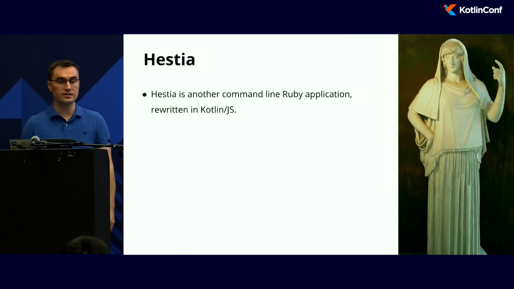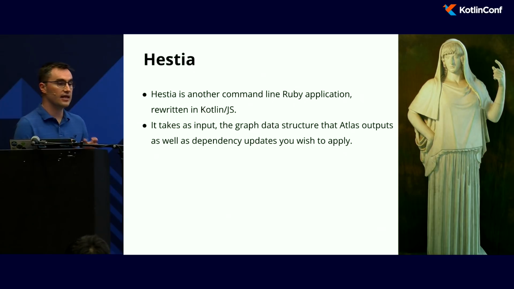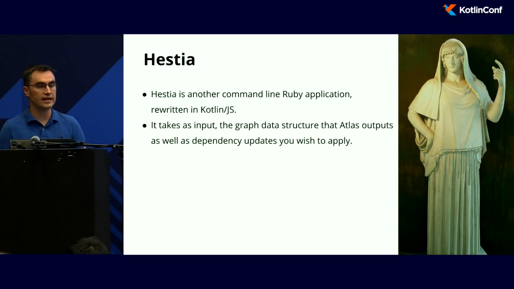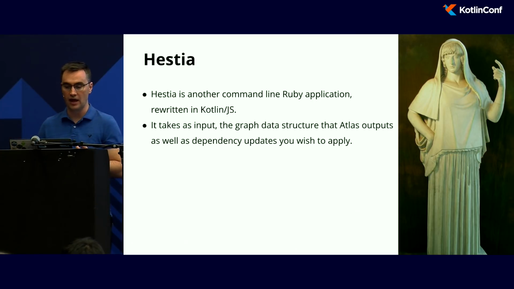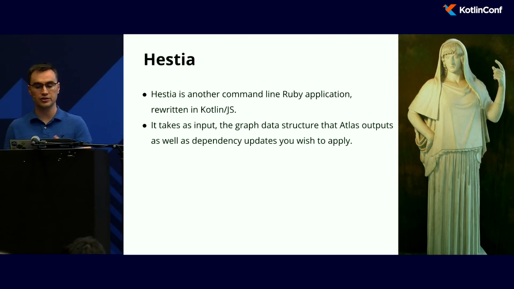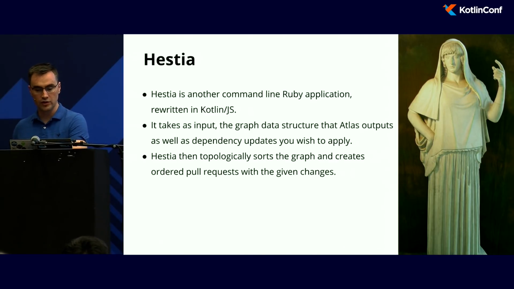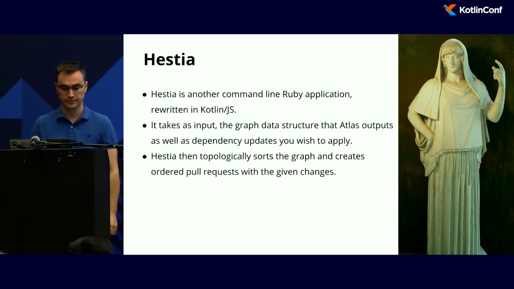As I said, it was previously called Peon and is called such in my talk summary. It's another, or was another, command line Ruby application that we rewrote with Kotlin.js. It takes as an input the graph data structure that Atlas outputs, as well as any dependency updates that you wish to apply. I'll show you how you choose which dependency updates you wish to apply shortly. Hestia then topologically sorts the graph using Atlas and creates ordered pull requests with given changes.